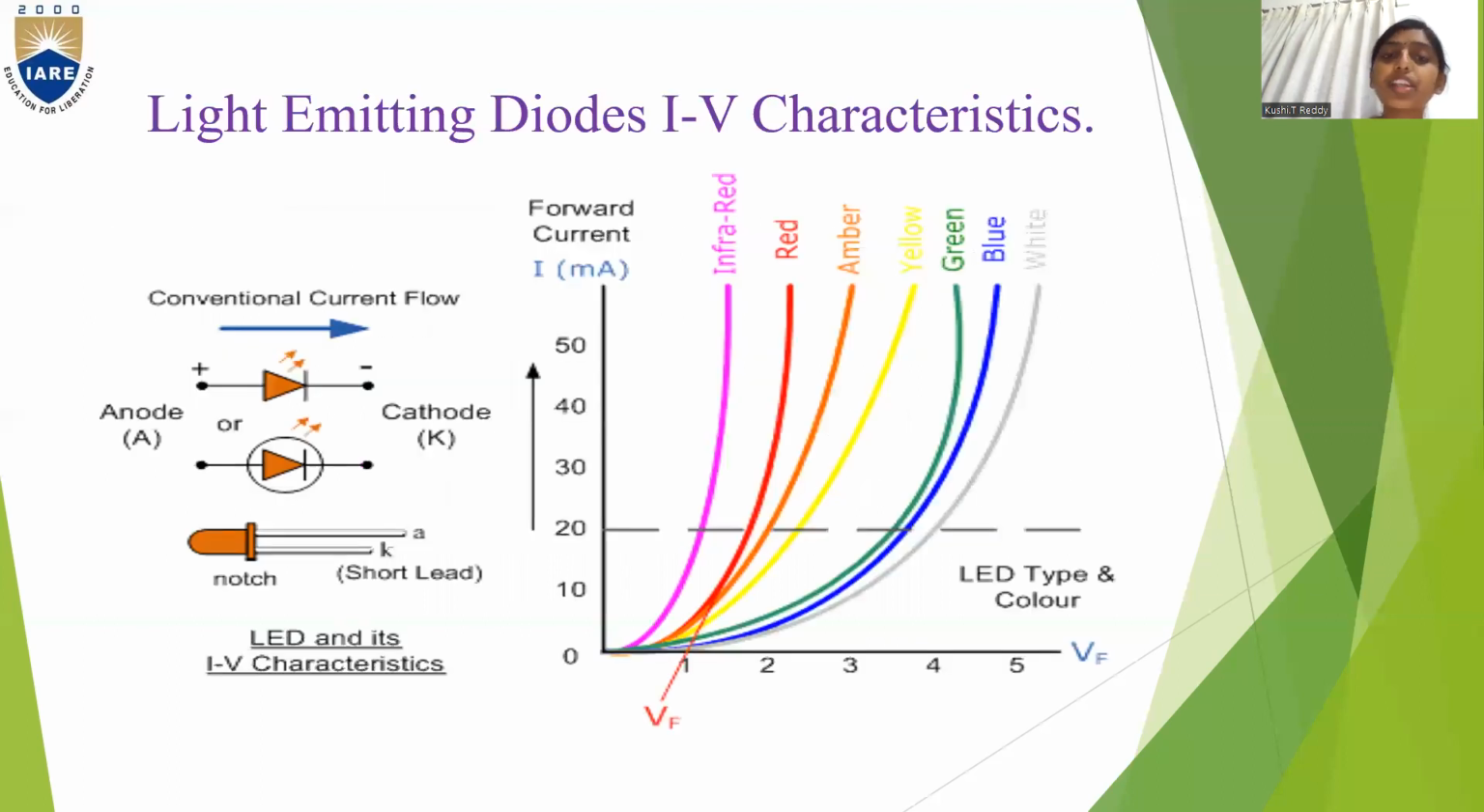So here in this picture, you can see the VI characteristics of a light emitting diode. When you're drawing a graph of the VI characteristics of a light emitting diode, always take voltage on the x-axis and current on the y-axis, as you can see in the picture, and you can mark the graph depending upon the intensities of light.